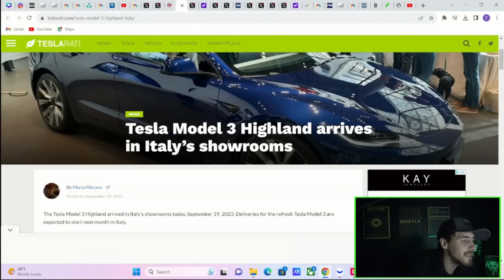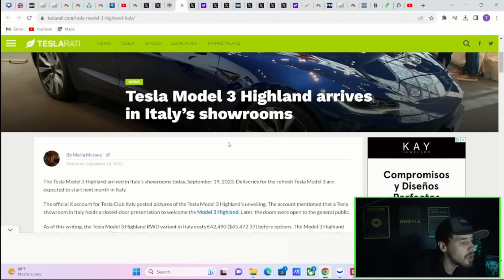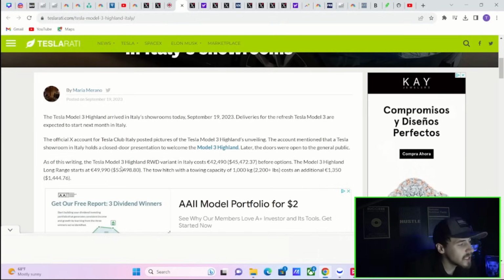Tesla's Model 3 Highland arrives in Italy's showrooms, and this arrived today, September 19th of 2023. Deliveries for the refreshed Tesla Model 3 are expected to start next month in Italy. The Tesla Model 3 Highland rear-wheel drive variant in Italy costs $45,472.37. These are in U.S. dollars before options.